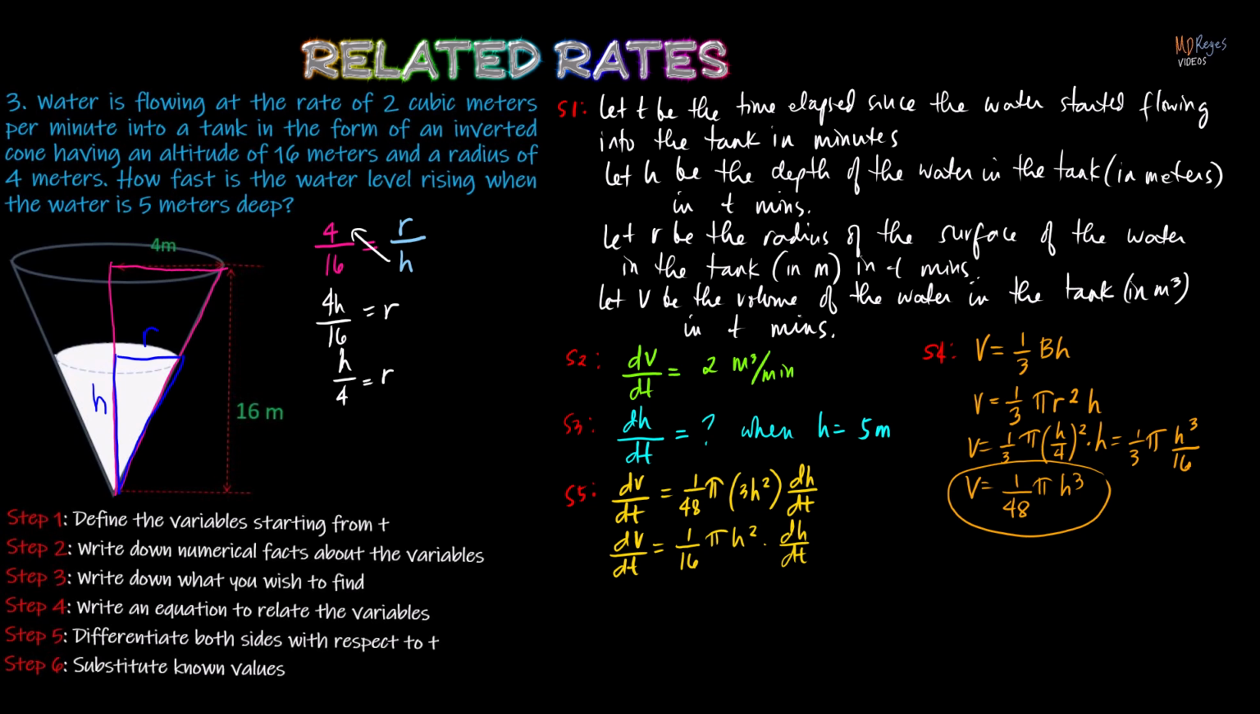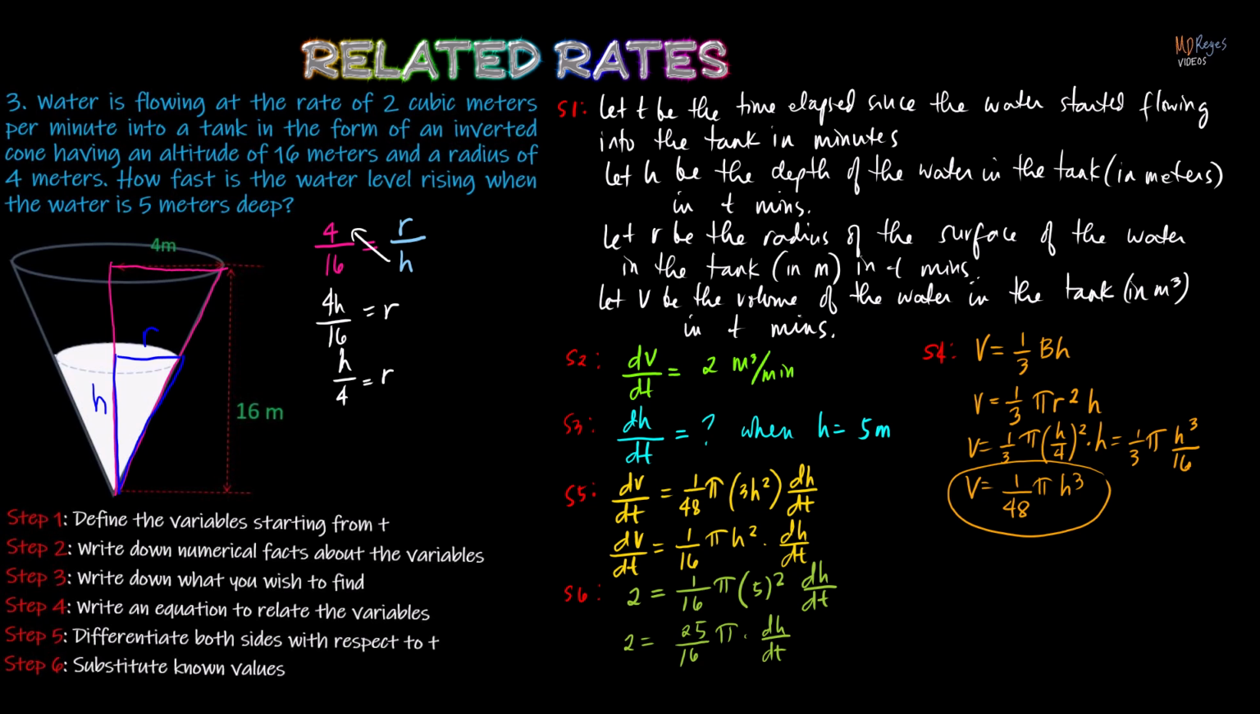Now we're ready for step 6. Substitute known values. dV over dt is given, it's equal to 2. Just don't mind the unit of measure; in the end, we'll just write them. That equals 1 over 16 pi. h is given, so in step 3, we want dh over dt when h is 5. So 5 squared, and the unknown is dh over dt. Just isolate dh over dt on the right-hand side of the equation, and we'll have our final answer. So that's 2 on the left side, and then 5 squared is 25, so we have a constant 25 over 16 pi times dh over dt.